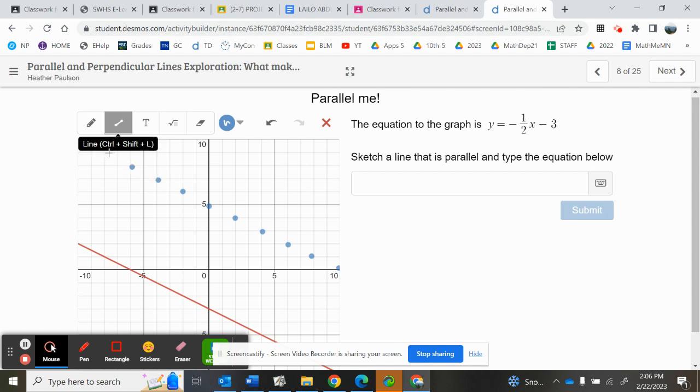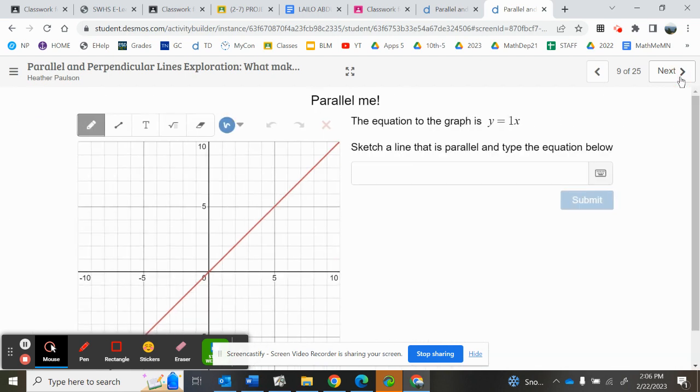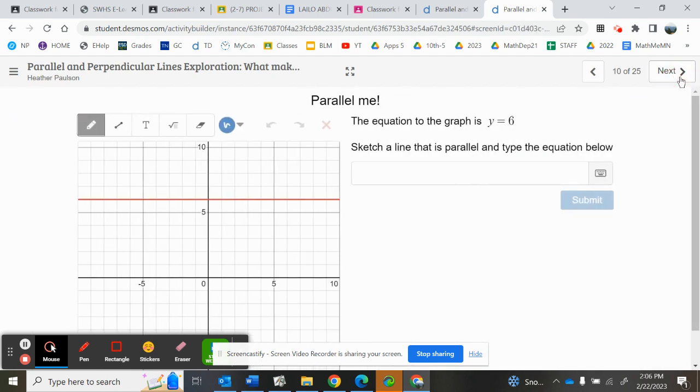Notice I'm still on the same line. Once I have 2 points, I can draw a line through my points. Now let's write that equation together. Y equals negative 1/2 x. In this case, I'm going to add 5. I challenge you to write your own equation and draw your own line of that parallel equation. Do a couple more like that.